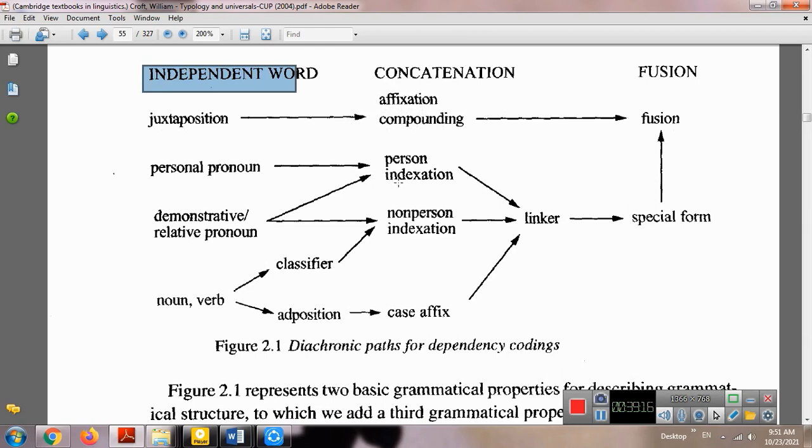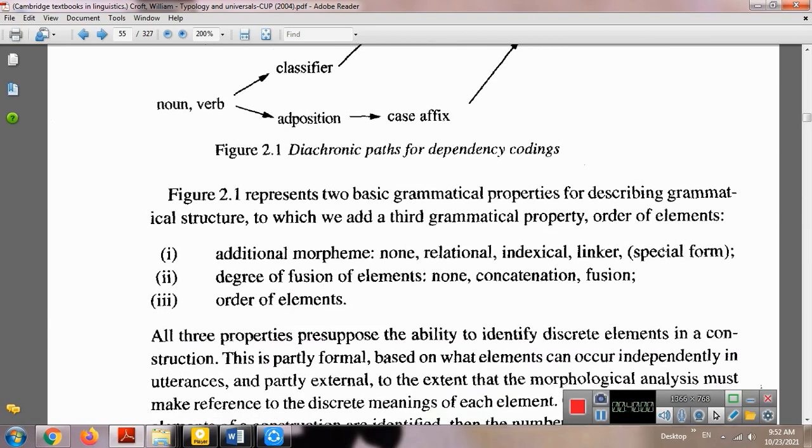Another one is the personal pronoun, from which person indexation comes. The demonstrative or relative pronoun gives indexation and non-person indexation. We had the classifier and adposition, which come from the noun or verb. And we had a case affix, which was the bound relational morpheme, but the adposition was a free relational morpheme. We call all of them a linker, and we had a special form for expressing the possession in some languages.